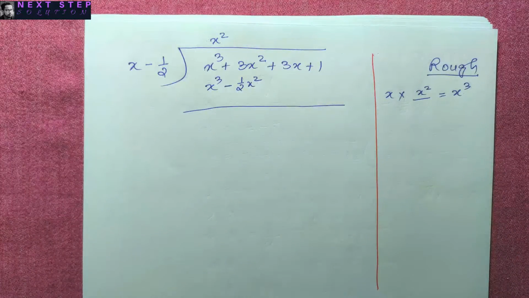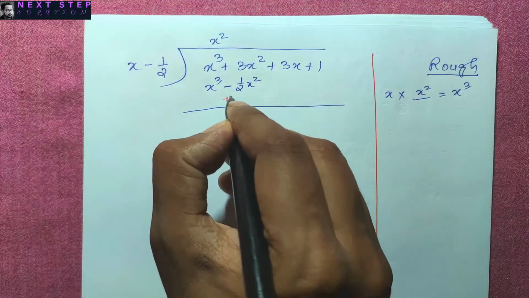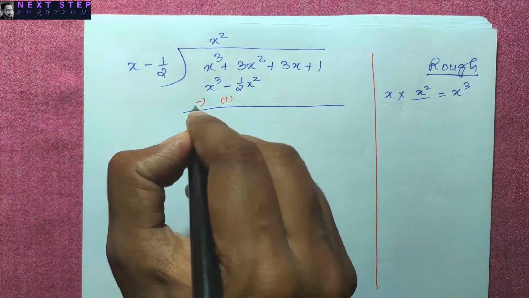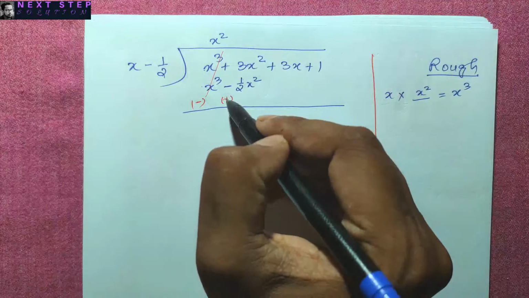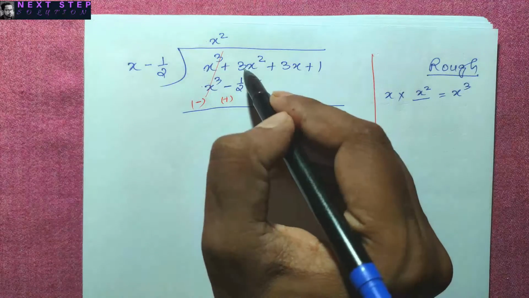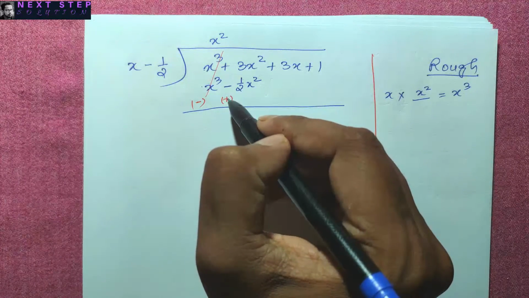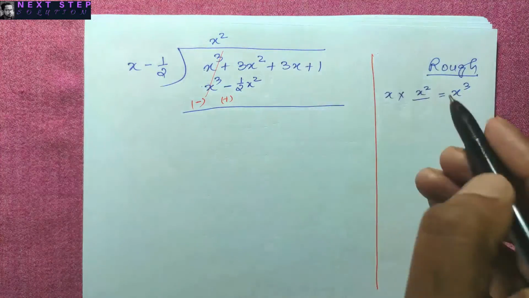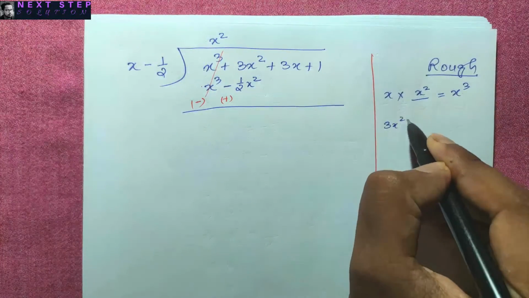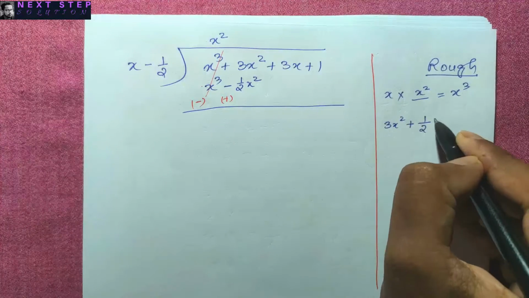Now we need to change the sign. This negative becomes positive and this positive becomes negative. X cube minus x cube becomes 0. 3x square plus 1 by 2x square. Remember, this is plus, no more minus. We changed it and now it is plus. So we have 3x square plus 1 by 2x square.